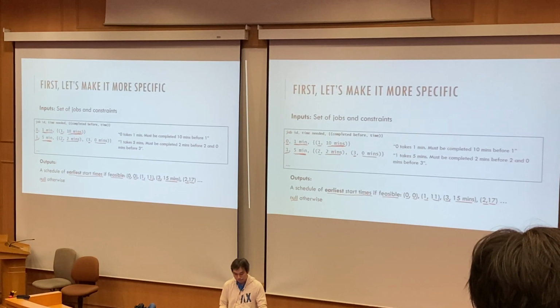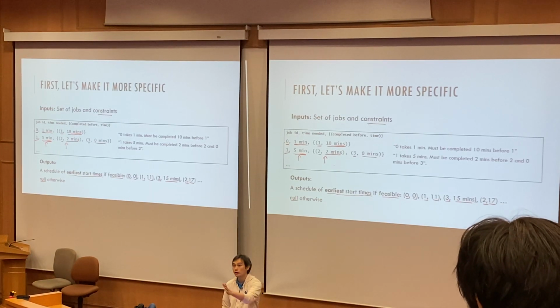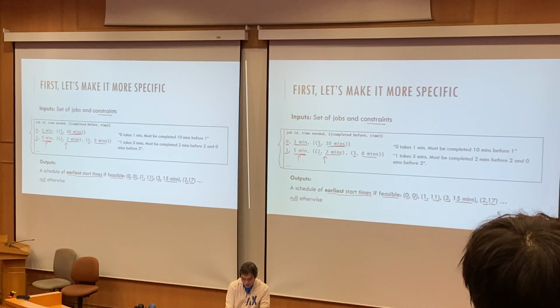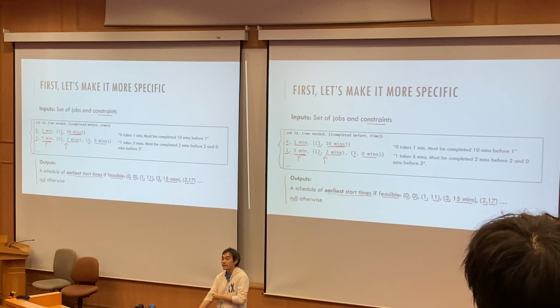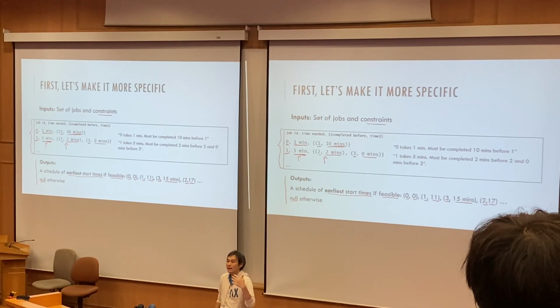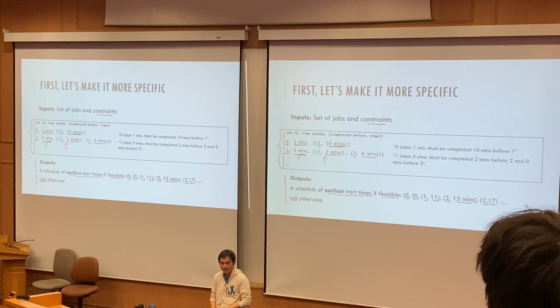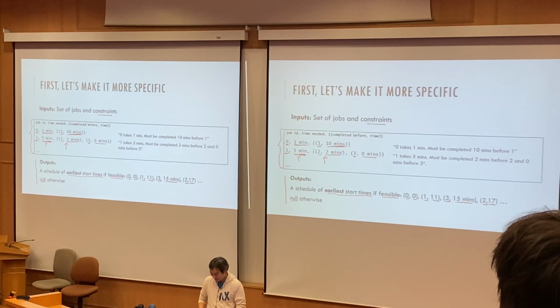So let's repeat. You have an input, a set of jobs and constraints. These are for the jobs, how long they take, and these are the constraints. And from this list, I want you to output a schedule, and the schedule is the earliest start times. So basically for job 1, I can start it at time 5, job 2 at time 15, things like that. So I want you to output the times. When you look at this, it is quite hard. Where do I start? I don't even know where to start.